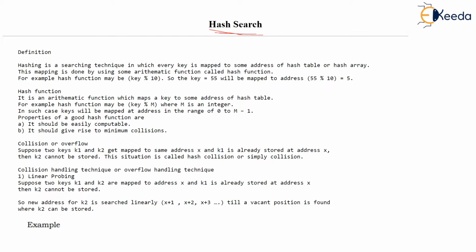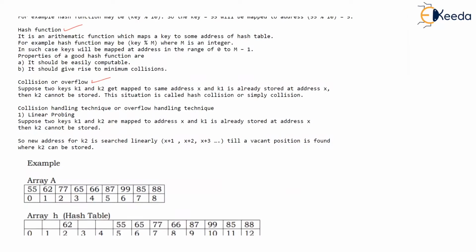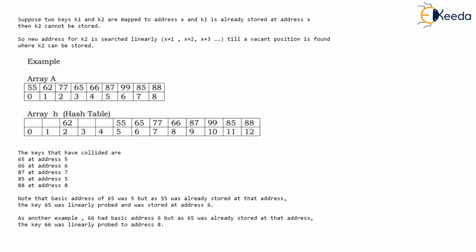Now, in the first video, we saw what is hashing, what do you mean by hash function that maps all the keys into the hash table, what do you mean by collision or overflow, and what do you mean by linear probing. We also saw an example of linear probing where we saw how if a key like 65 gets collided at address 5, so basic address of 65 is 5, then we linearly increment the address and we map 65 at the vacant place which was 6. So 65 was mapped to address 6.